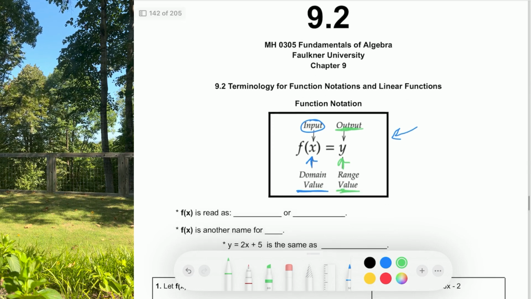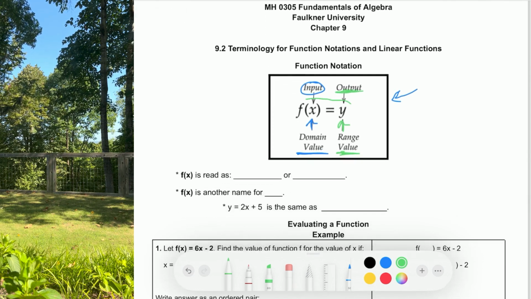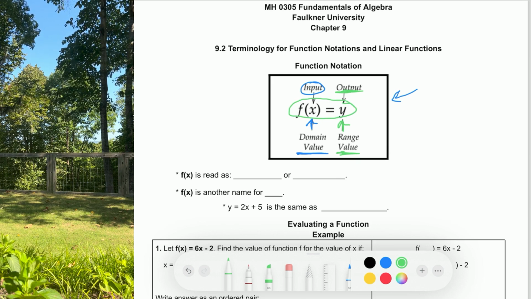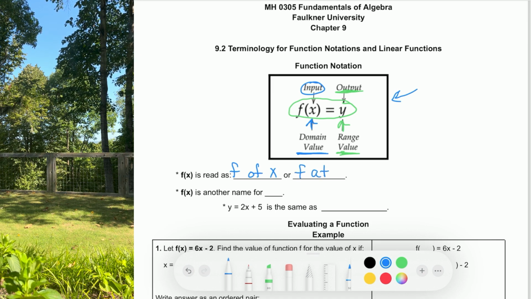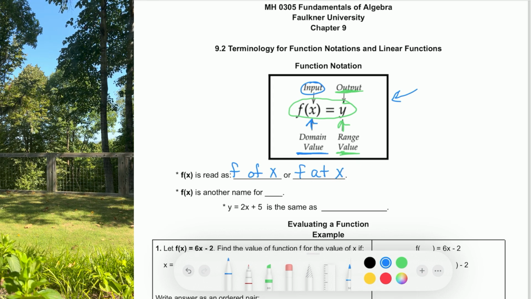Now, let's talk about how we would actually read this part right here. So the f and then in parentheses x is read as f of x. Or we can read it as f at x. Now, typically, or the way that I've heard it the most, is f of x. So that's the way I'm going to read it throughout our videos on this section, but you can say either.